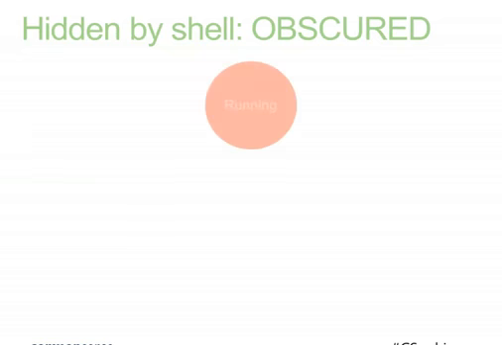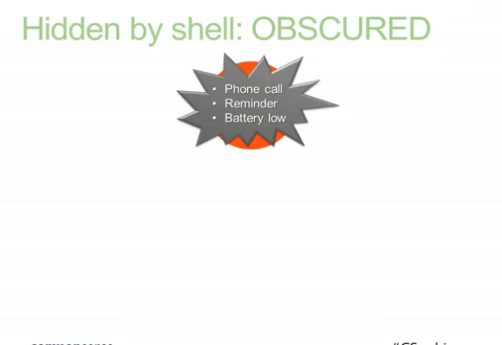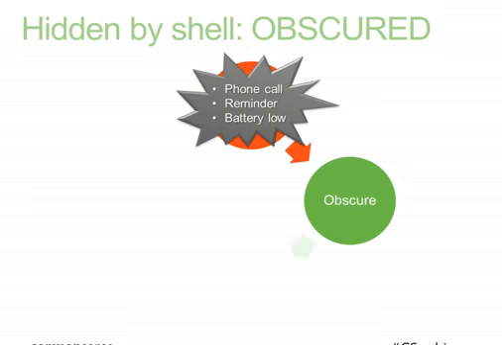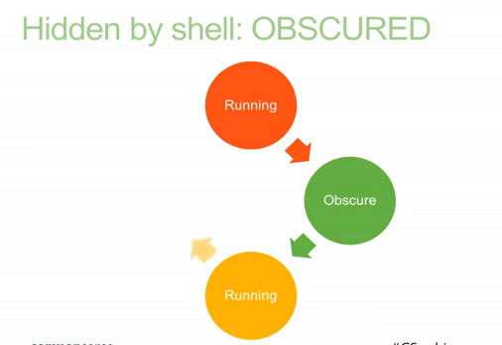When you're hidden by the shell, obscured, your app's running. Something happens. It's something out of your control happens. Basically, your app goes into an obscured state. It's still running. It's actually running behind the scenes with that phone call, with the reminder, with something coming up to obscure it, and away you go. You're still good there. Your app is not being interacted with, but it's not running.